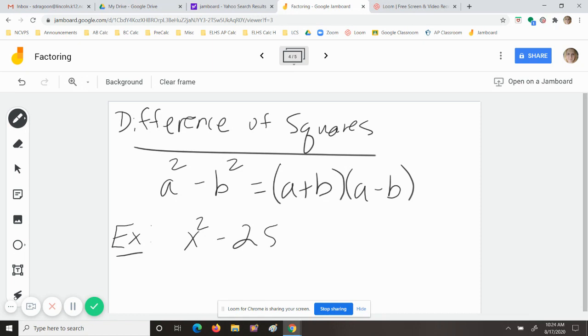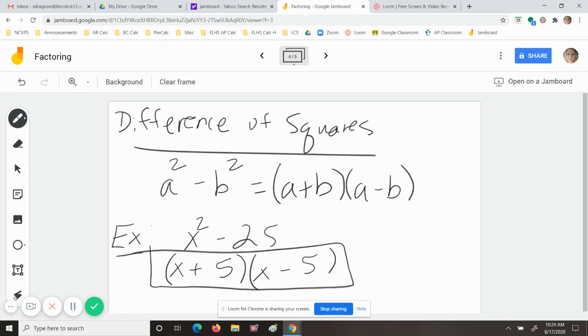Okay, now when we take the square root of each one, we want to factor this. Again, we're going to have two sets of parentheses. Take the square root of each one. Square root of x squared is x. Square root of 25 is 5. So we're going to put that in both places. And then all we have to do, one time we add it, one time we subtract. So x squared minus 25 is x plus 5 times x minus 5.